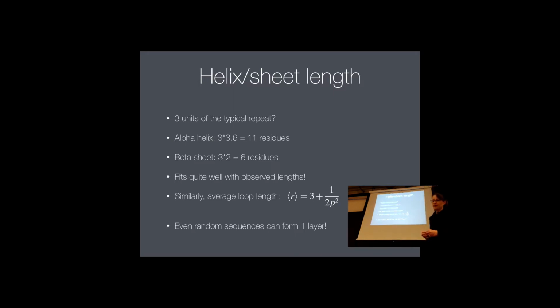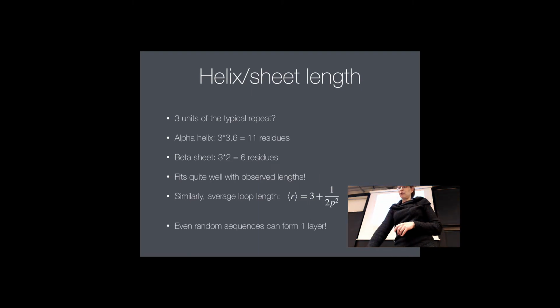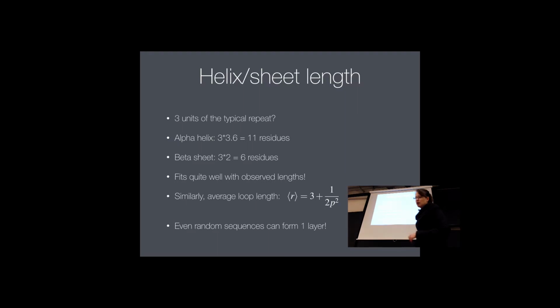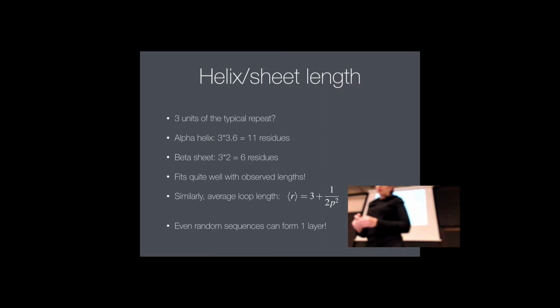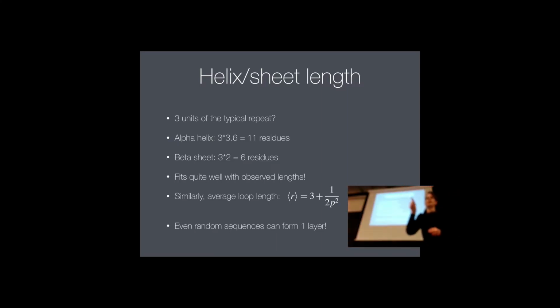Exactly. You can, according to the book, do a similar derivation. It doesn't list how, so I assume it's not required for you to understand how. You can derive the average loop length this way, and this will come out to a slightly different formula, 3 plus 1 over 2p squared. And now you will find that using p equals 0.5, you'll end up with an average loop length that is 5. And 5 is a typical loop length.